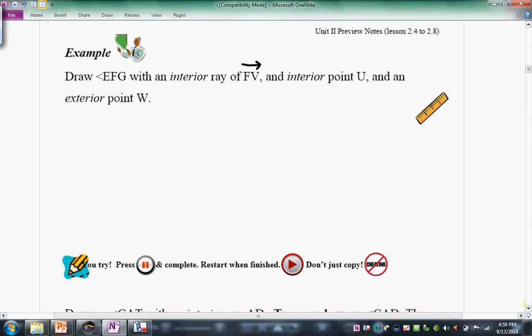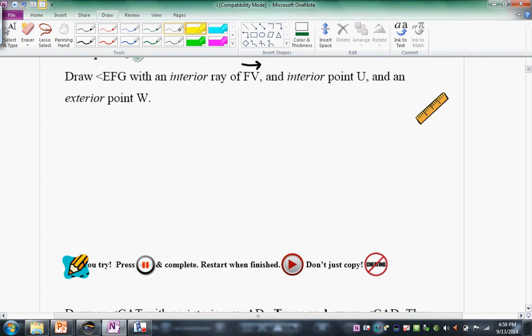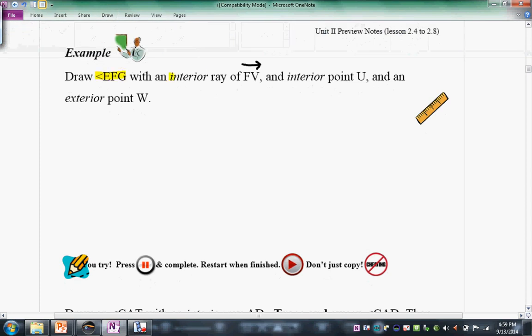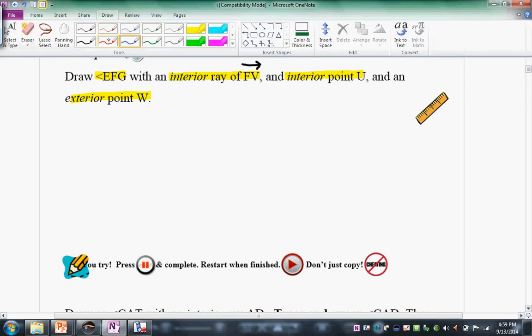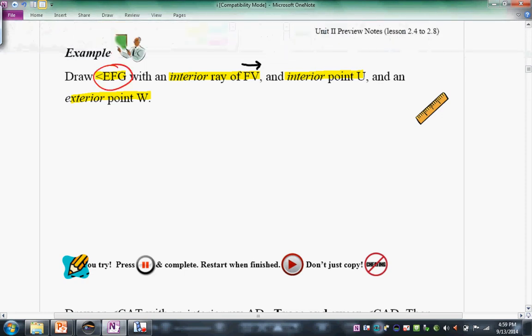Let's do an example here. We're going to draw angle EFG with an interior ray of FV and an interior point of U and an exterior point of W, one step at a time. First we have angle EFG. Since F is in the middle, that means F must be the midpoint. No, excuse me, not the midpoint, the vertex.